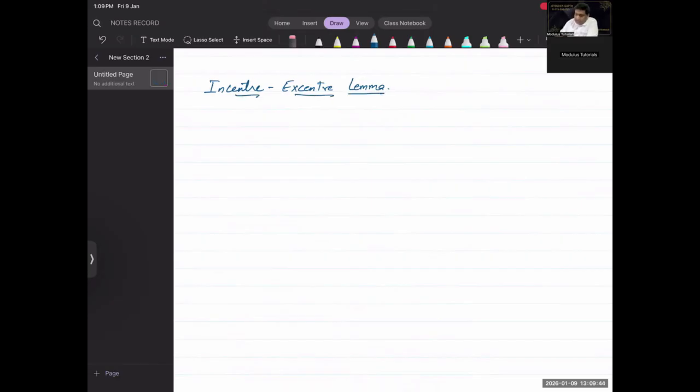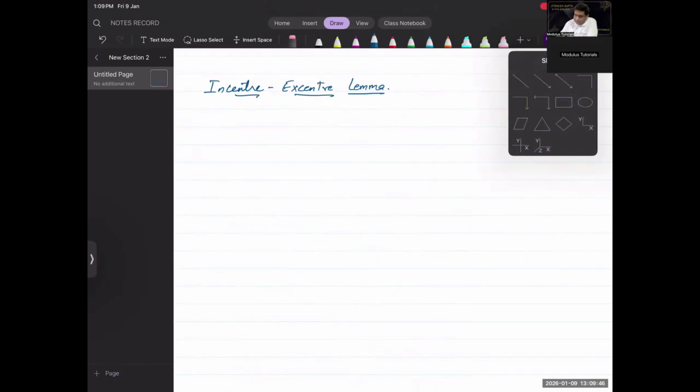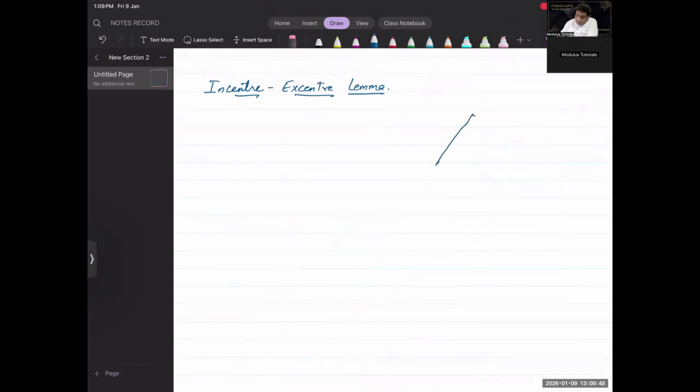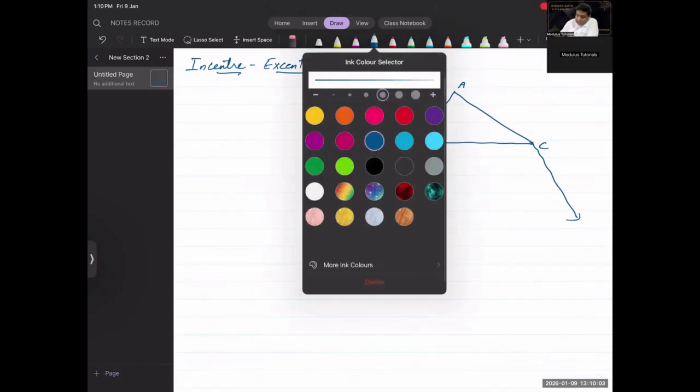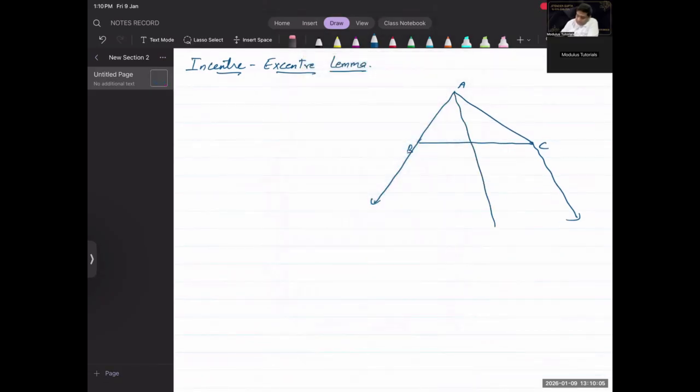Suppose we have a triangle, right? We have a triangle. Now let's extend this. Already I have told you that A, I, I1 will lie in one straight line. So this is I, right?